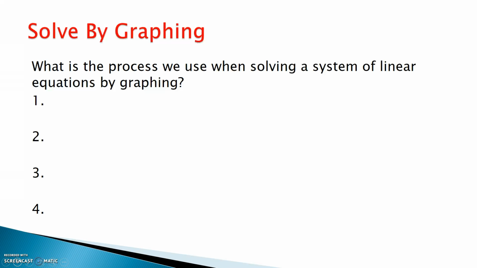So, solve by graphing. What do we have to do first? If you remember, if I want to solve by graphing, it's nice if I write it in slope-intercept form. So write your equation in y equals mx plus b. The second thing I need to do, once both of them are written in y equals mx plus b, is graph the first equation.